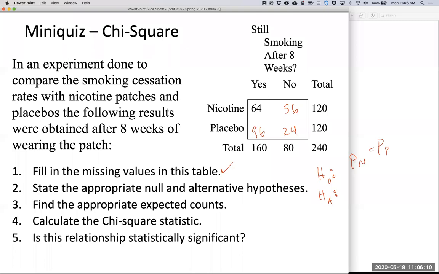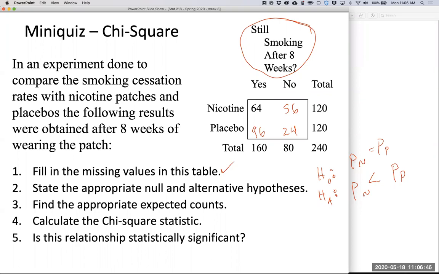The alternative hypothesis also is going to have P_N and P_P in it, but the alternative hypothesis is that if you have the nicotine patch, the rate of still smoking should be lower. Does it help you quit? If the rate is lower, that says the nicotine patch helps a person quit smoking. If, on the other hand, we simply say that the rate is not equal to, it says either the nicotine patch helps or it doesn't.